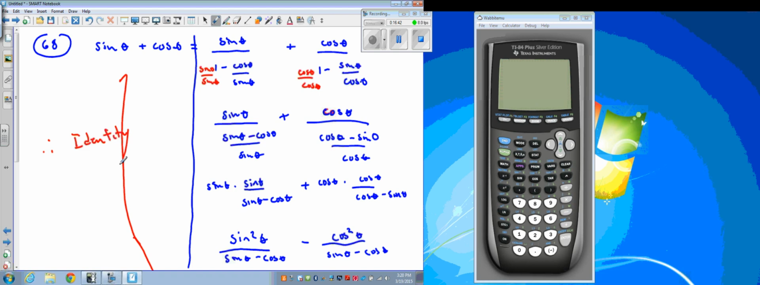Now notice what did I do? I worked with everything in terms of sine and cosine, and kept manipulating, and then keep in mind where you're trying to go.